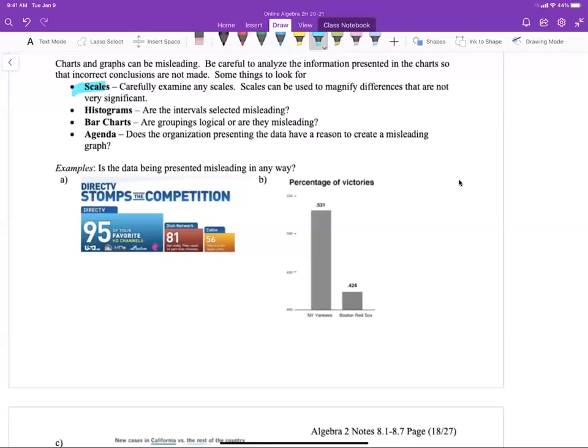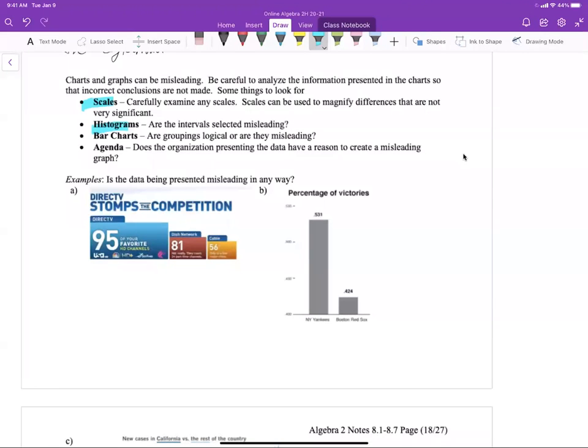Histograms can also have issues. With histograms, look at the intervals they select. Are the intervals for the bars the same? Because if they're not, they can also be misleading. Bar charts: are the groupings logical or are they misleading? Agenda: think about who's presenting the data. Do they have a reason to create a misleading graph? They may have an agenda and they may have a personal bias.